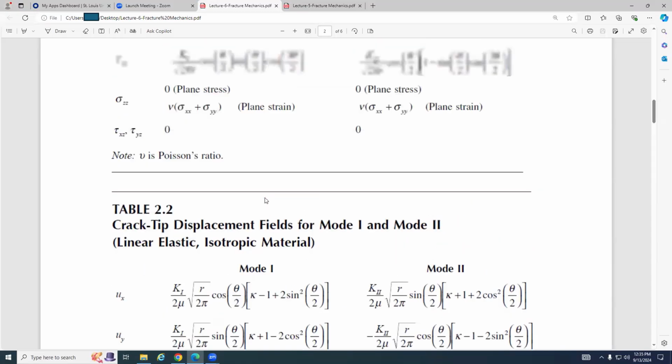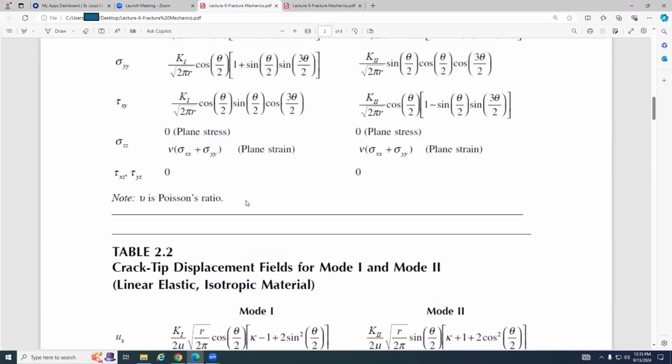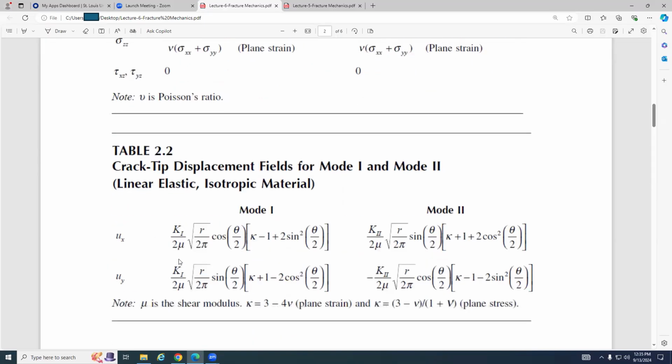And for the displacement field, also in terms of theta and r, ux and uy, we have 2D. We introduce a kappa here. Kappa is very similar to lowercase k, but we call it kappa. What is kappa? Kappa equals 3 minus 4 nu for plane strain, and kappa equals (3 minus nu) divided by (1 plus nu) for plane stress.